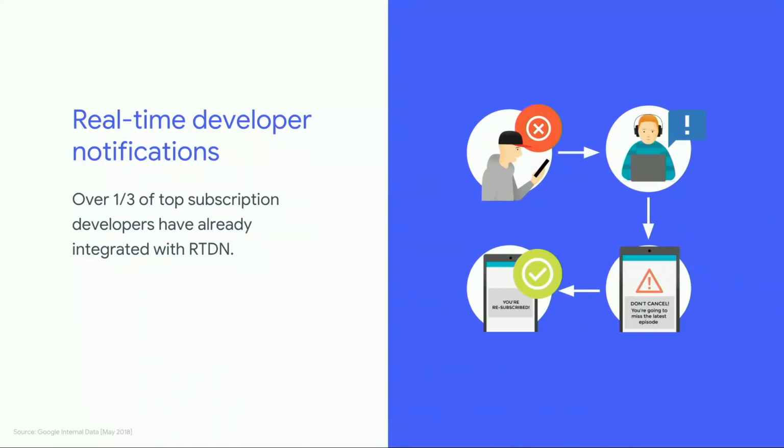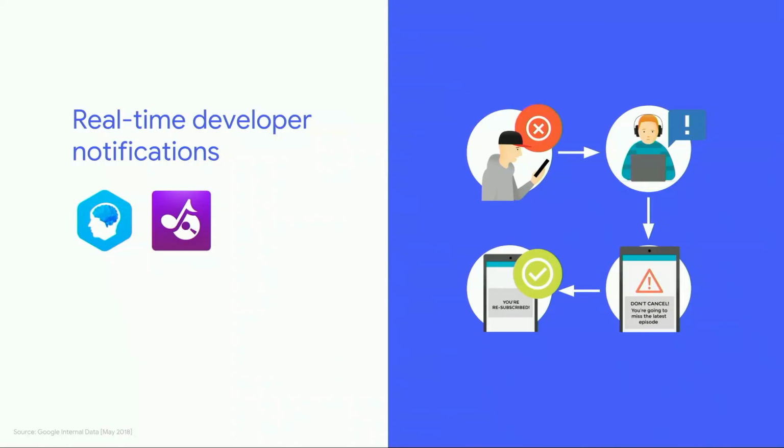Real-time developer notifications give you immediate notifications when the subscriber state changes. For example, a subscriber renews or cancels. Essentially, it changes the way you operate your subscription business on Google Play, especially in regards to minimizing subscriber churn. Let me quote two of our top developers on this feature.